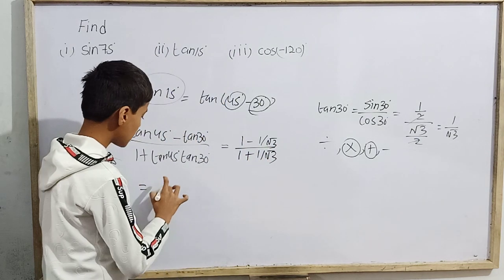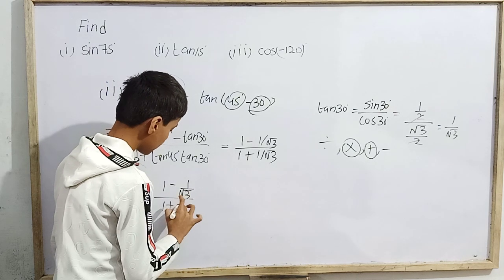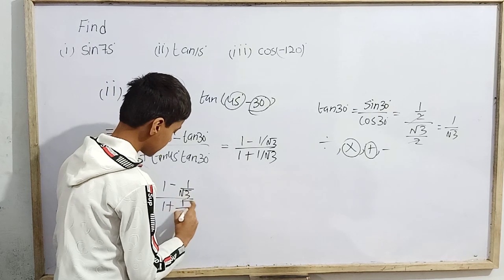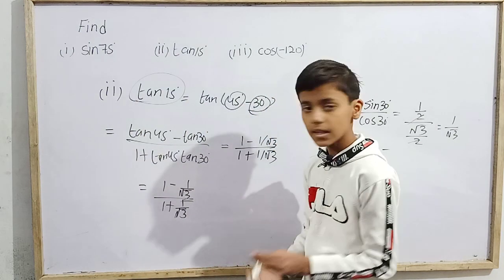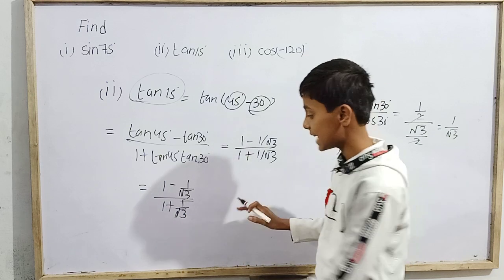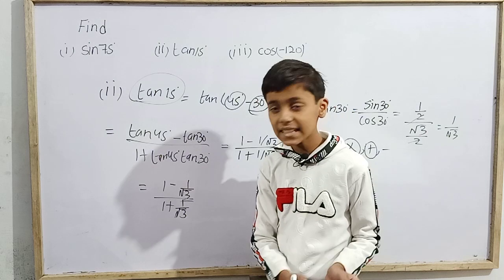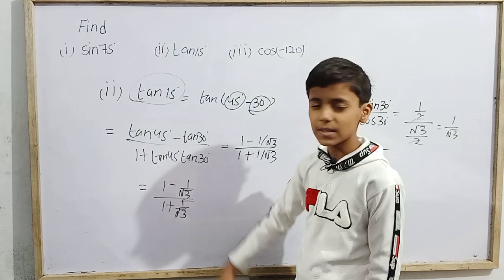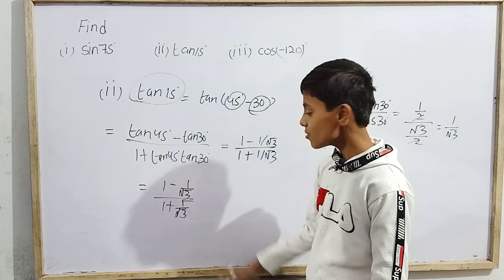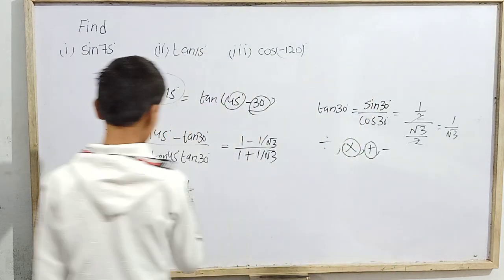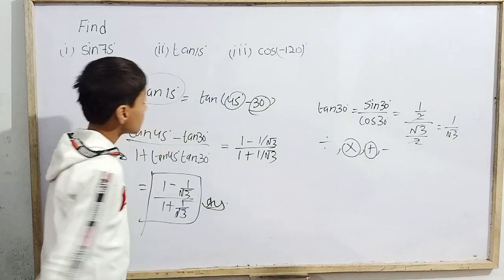This we are getting, if we want we can just write it as 1 minus 1 by root 3 divided by 1 plus 1 by root 3. Obviously this we are getting. So if you want you can solve it further, and if we want we can also not try to cancel it. Why we can't cancel it? Because first of all, here minus and plus symbols are given, first we have to evaluate minus and plus, then we'll try to solve. So whatever we do, finally if you want you can write this as the answer. This is our correct answer for question number second.